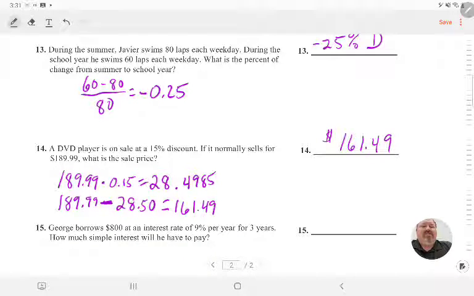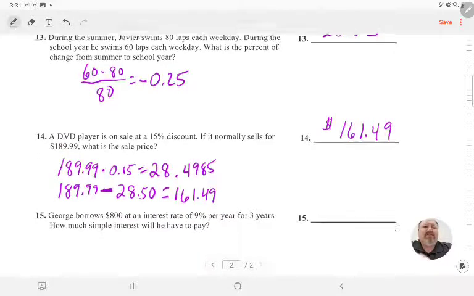I could also take 100% minus the 15%. That's going to give me 85%. And I could simply just take 189.99 times 0.85, and I would get the same answer.